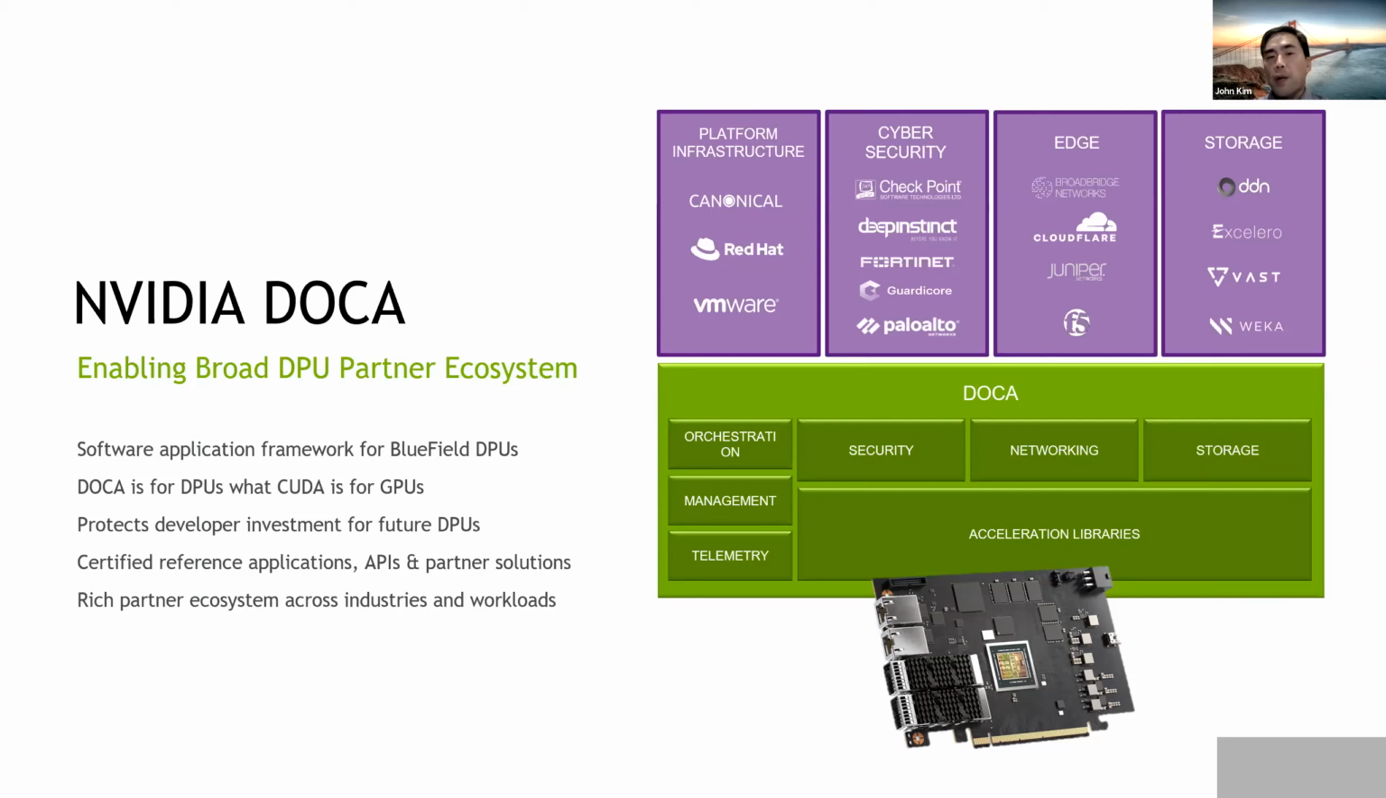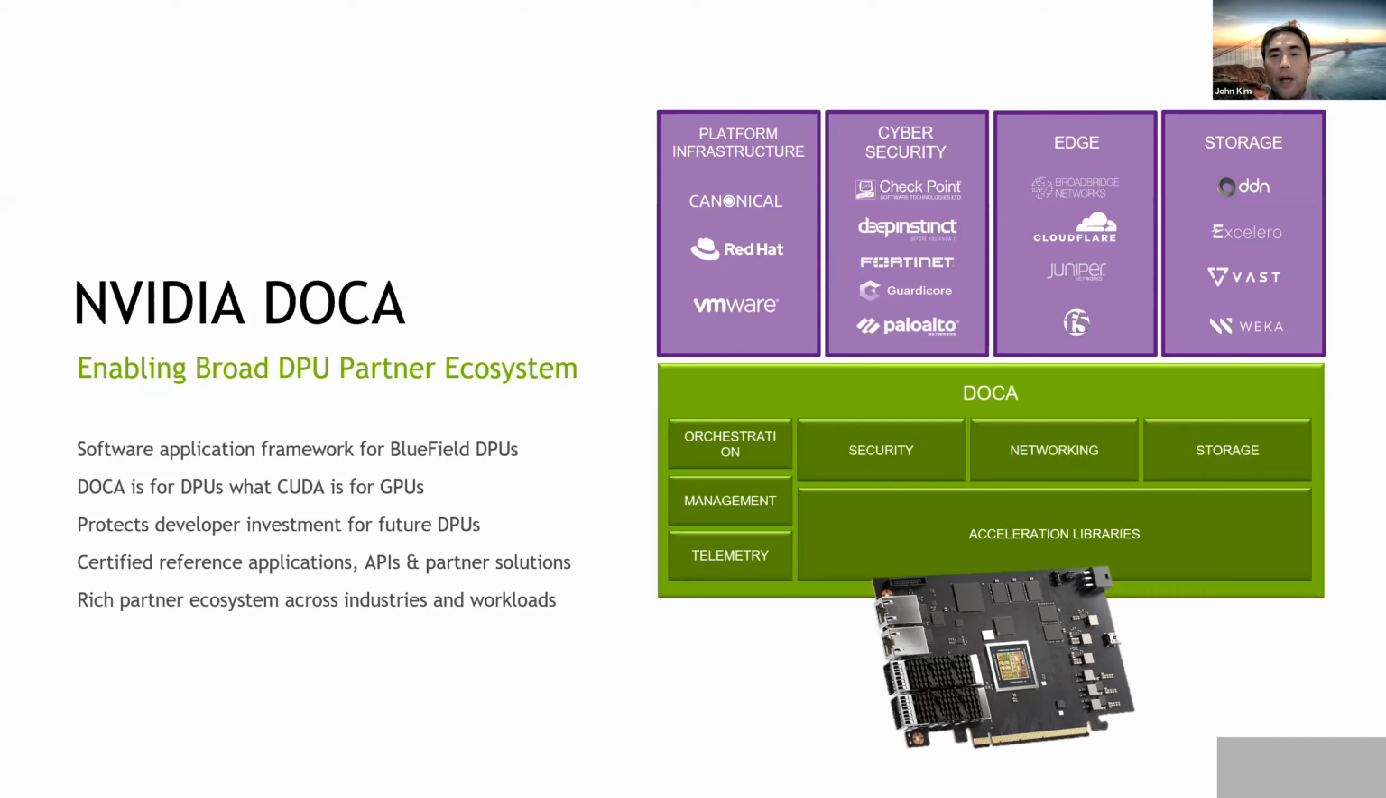On the security side, we have many security partners. Five of them are listed here. So we have Checkpoint, Deep Instinct, Fortinet, Guardicore, Palo Alto, and actually also Custodio. And you'll hear more from Custodio in just a few minutes.